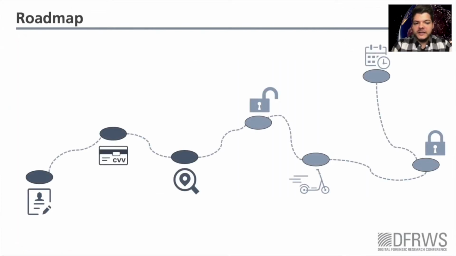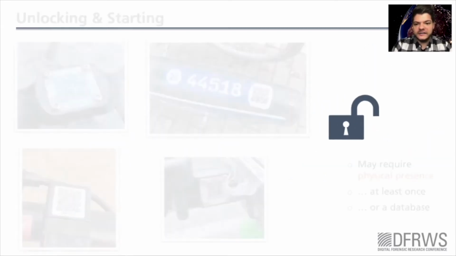It's not really the license plate which is physically attached to it, just some kind of identifier as well. Now, we found a scooter and we would like to unlock it and start our ride, which is our next step.